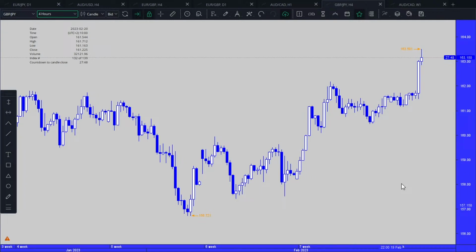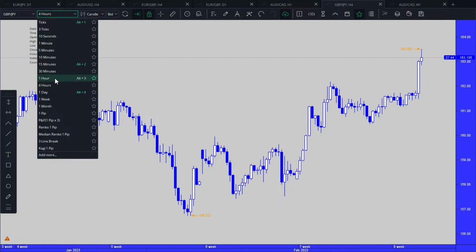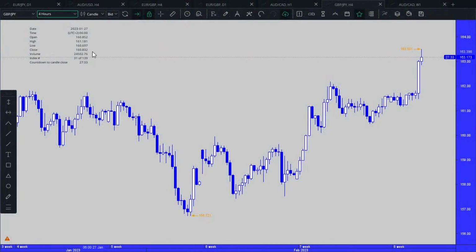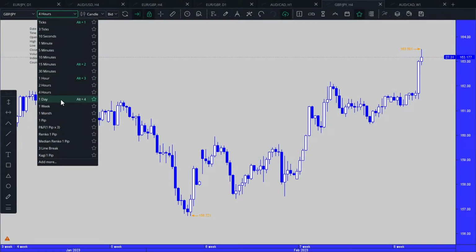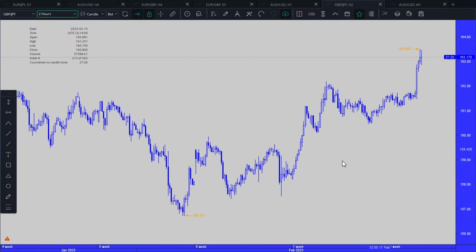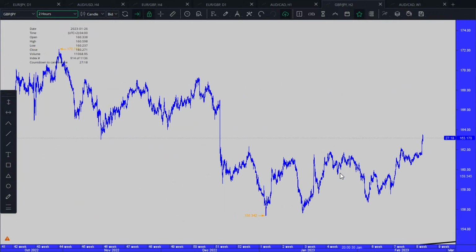GBP JPY 4-hour chart. What, 2-hour chart better? Let's change. I don't have it. Add more, hour, 2-hour chart. Apply. Okay, 2-hour chart. Why not? Two-hour chart. There you go. Long or short on the 2-hour chart? This is what you see.